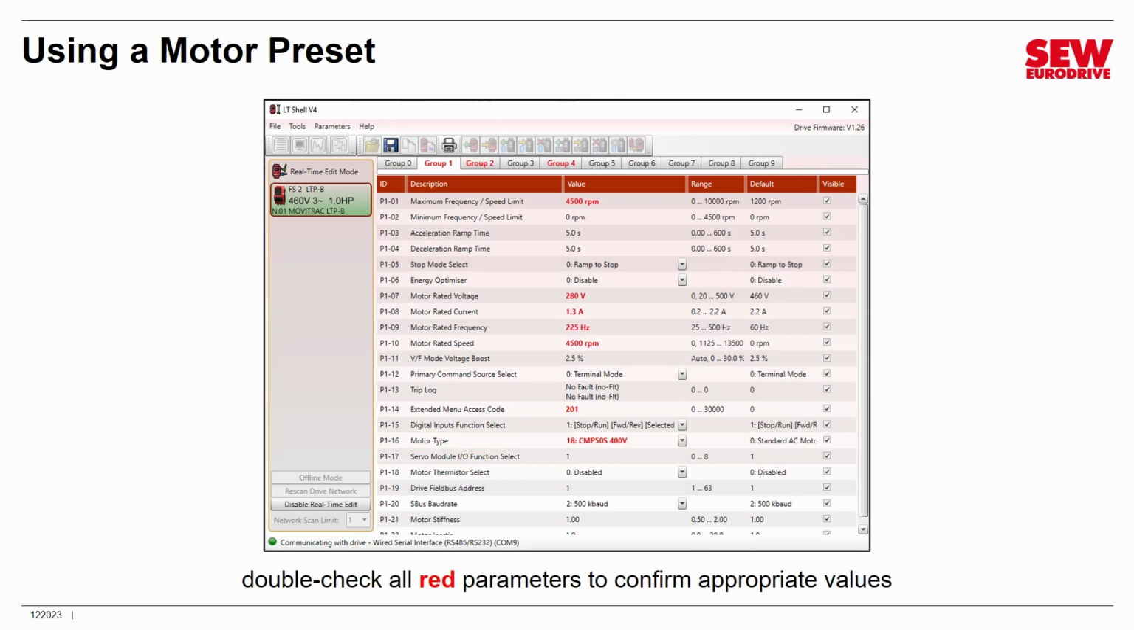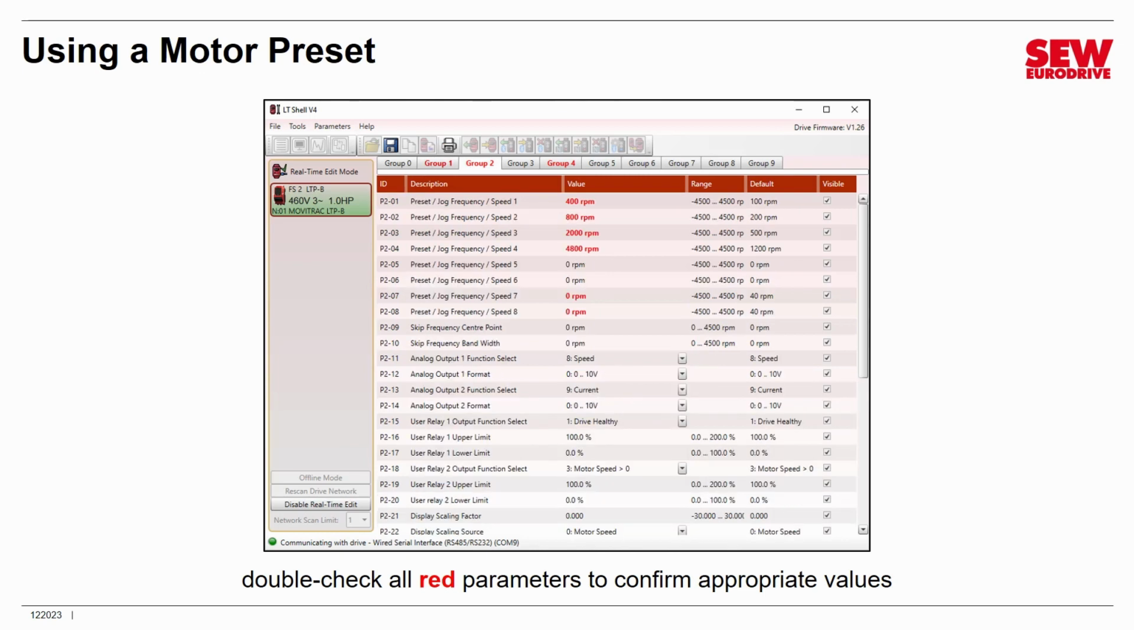Once you've done this, you need to go through every parameter group that is changed to red and take a quick look at the red parameters, the ones that have changed from the defaults. Just make sure they look appropriate. For example, I recommend eyeballing parameters 1-07 through 1-10. Make sure it matches your motor, especially the speed class. Check parameter 1-01 as well. It should match 1-10. If it does, everything is fine.